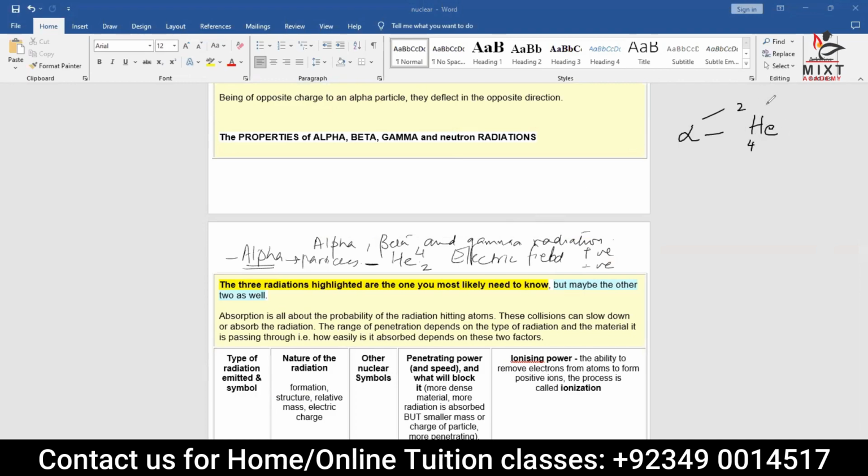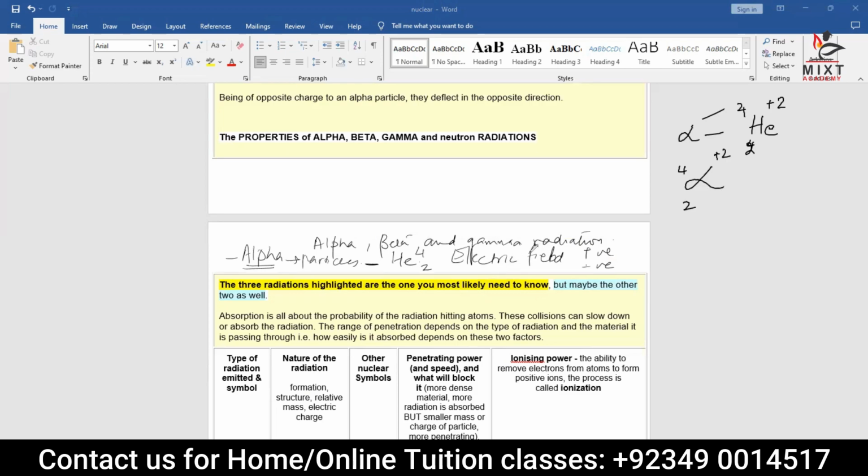Helium nucleus, along with that, they have a positive 2 charge. It means that 2 electrons are actually removed. It's not like this actually, it's like that. So 2 electrons are already removed from that. That's the reason it has positive 2 charge. So basically, they can be mentioned like this as well, with positive 2 charge.